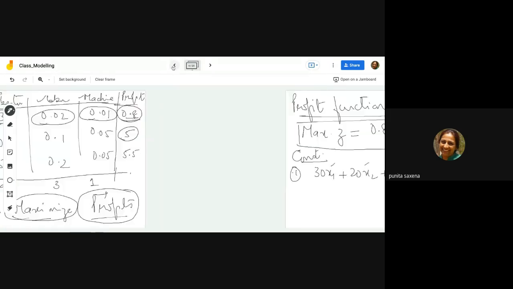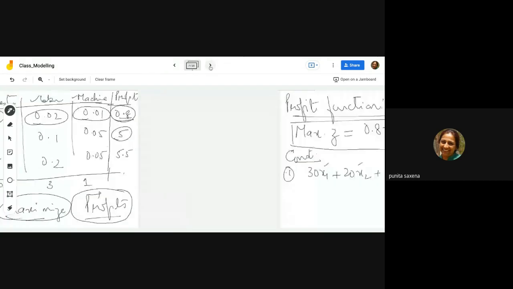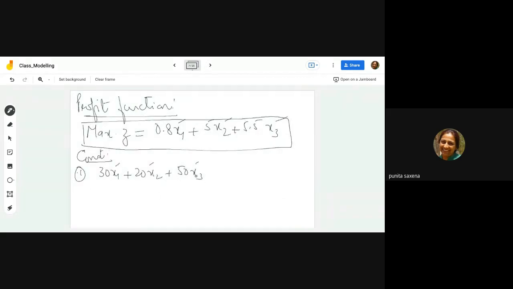But the problem is that we do not have more than 1500 units of vinyl, right? So that means this utilization of vinyl cannot exceed 1500. It has to be less than or at the most equal to 1500. It cannot be more than this. This is my limitation under which I am working. So that is why it becomes my constraint, right?